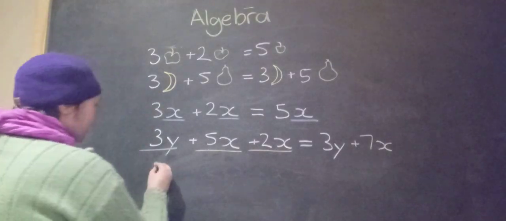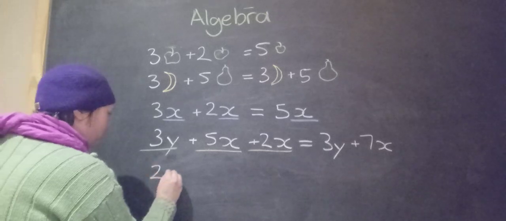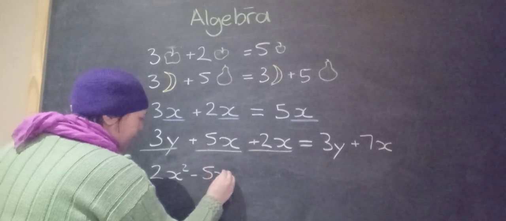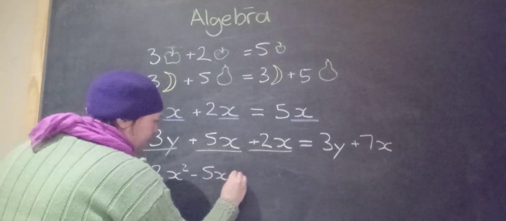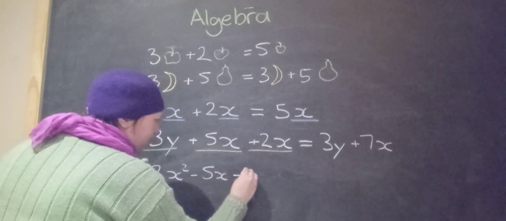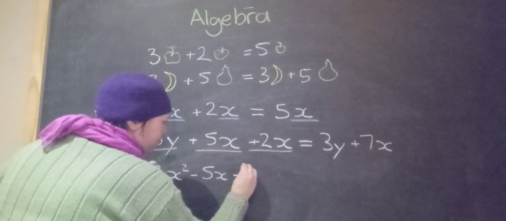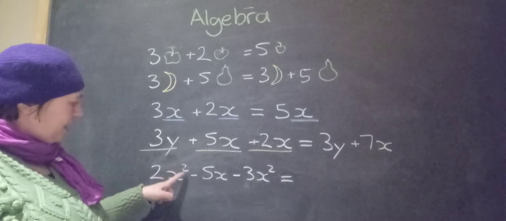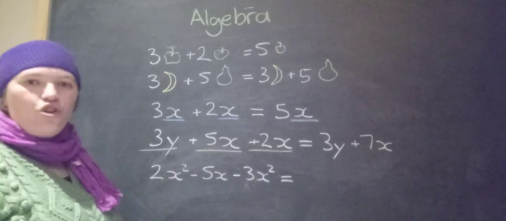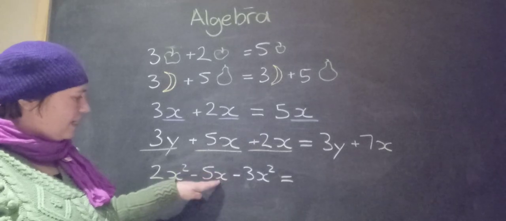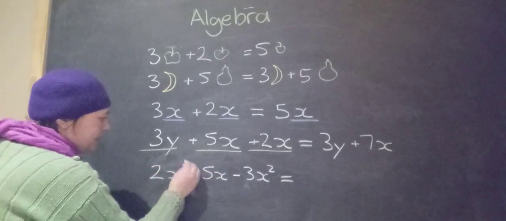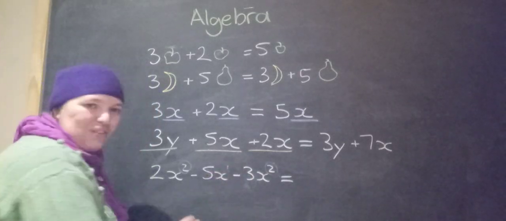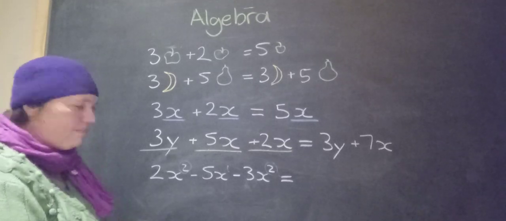Now, let's look at this one. Let's say 2x squared minus 5x minus, okay, let's make this a 3x squared. Okay, so the x squared and an x is not the same. An x, so these things here, the exponents. So this one, we don't write the exponent, but it's actually a 1. But if it's a 1, we know we don't have to write it down.